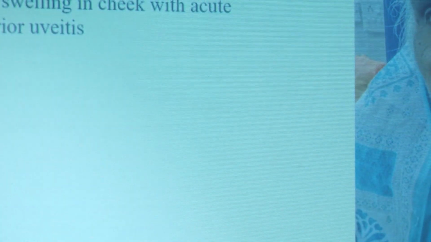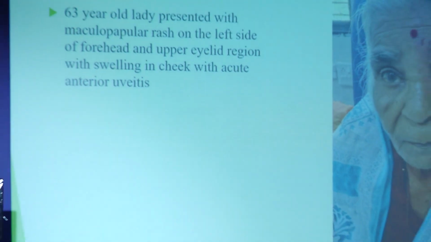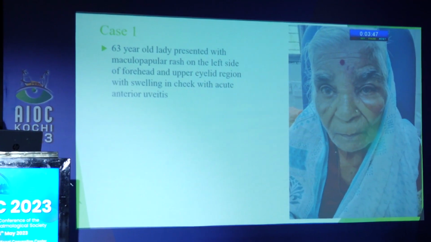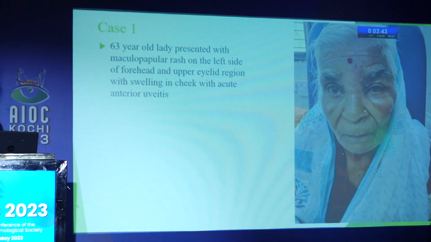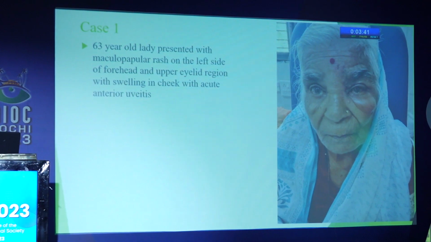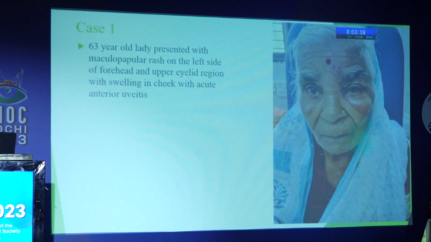It is a case report of herpes zoster ophthalmicus. Okay. So, first patient, a 63-year-old lady, presented in my routine ophthalmic OPD with maculopapular rash on the left side of forehead and upper eyelid region with swelling in cheek with acute anterior uveitis.